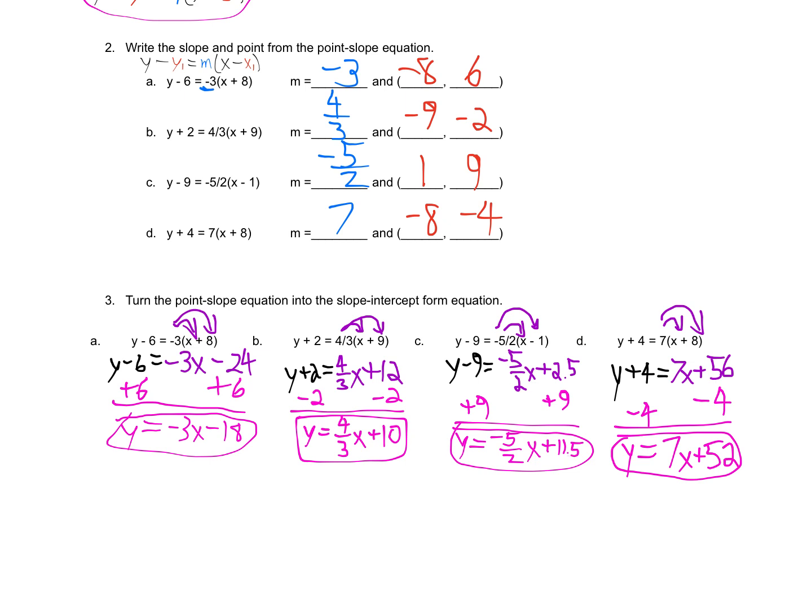And then part D, y plus 4 equals 7 times quantity of x plus 8. Again, distributing the 7 through gives me 7x plus 56 on the right-hand side. Still have the y plus 4 on the left-hand side. Because it's positive 4, I'm going to subtract 4 from both sides. This gives me y equals 7x plus 52.